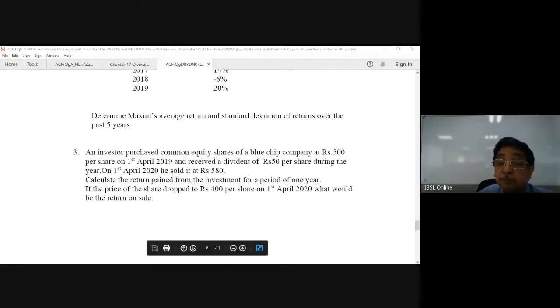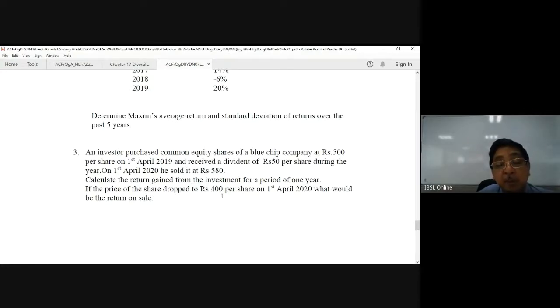So I think that's the return for the common equity shares which the investor purchased. Next, if you look at it, there's another alternative given, where the share, instead of rising to 580, has come down to 400. So that means there's a drop in value of 100 rupees, say minus 100. Then you have a dividend of 50 rupees. So dividend of 50 rupees minus 100 means minus 50. Minus 50 over 500, that is minus 10%, is the return in the situation where the share price has dropped to 400 rupees.